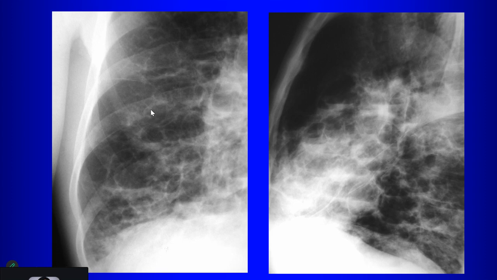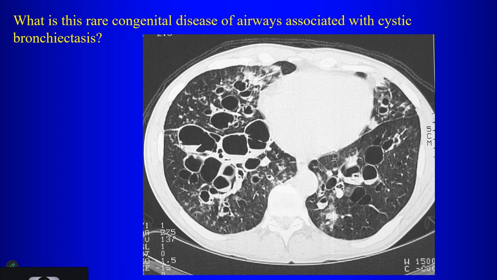So you have these cystic areas within the lower lung distribution, but they also have these air fluid levels in them. So this is somebody with severe cystic bronchiectasis, okay, with these air fluid levels. That's what it looks like on CT. So you have these areas of cystic bronchiectasis with air fluid levels. Rare congenital disease of airways associated with cystic bronchiectasis.